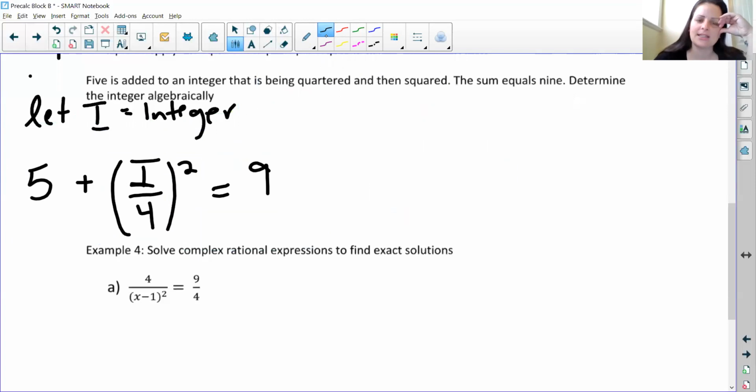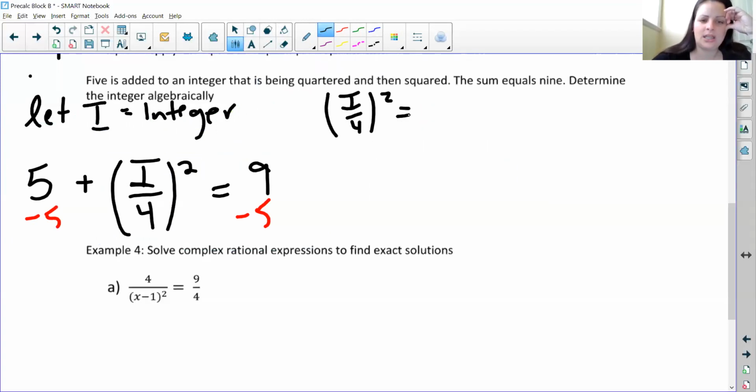We're not going to expand our brackets. We're going to isolate the square. So we're going to subtract 5 from both sides. And we're going to get x over 4 squared equals 9 minus 5, which is 4. We're then going to square root both sides.